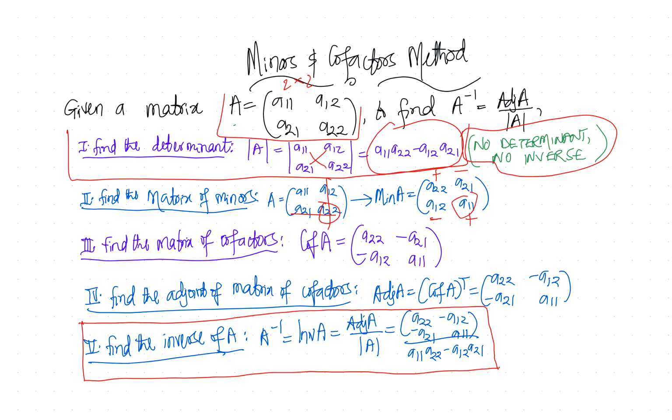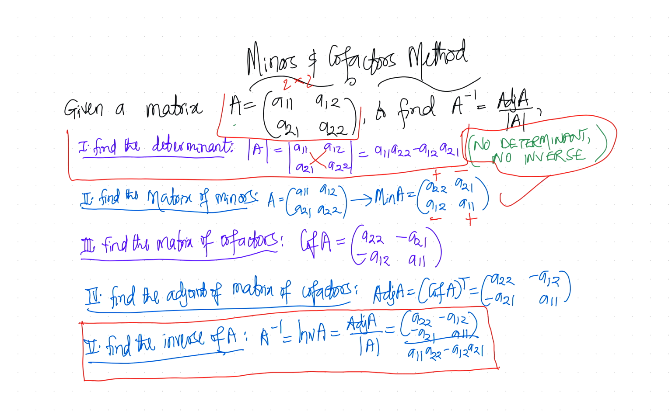So by the time you're done doing all that, then you can say that this is the matrix of the minors of A. So now you have A22, A21, A12, A11. That is the matrix of the minors of A. Now, once that is settled, the next thing you want to do is to find the matrix of cofactors.